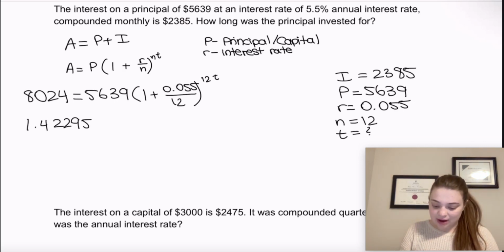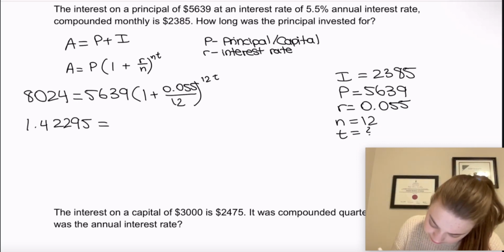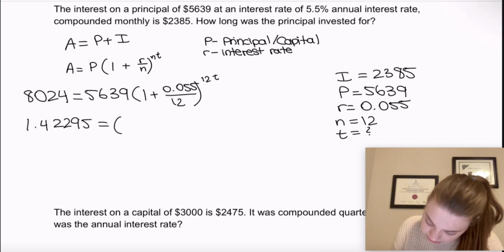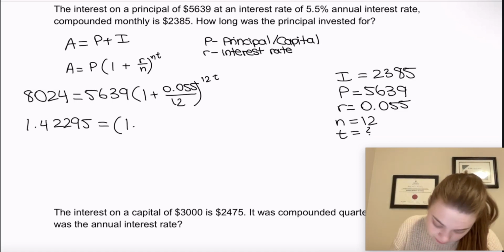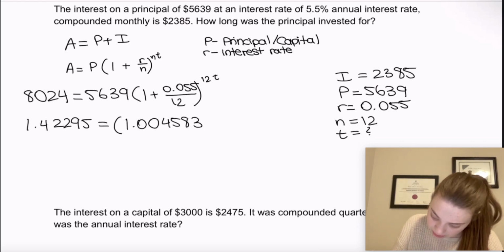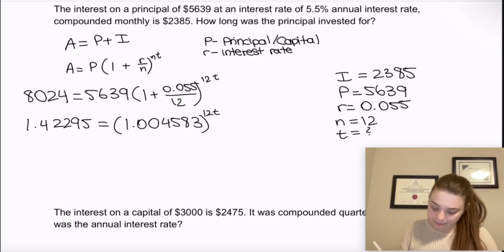At this point, I'm going to be rounding to 5 decimal places just to try and avoid some rounding error, even though in the end we really just need 2 decimal places because this is dollars and cents, so we don't really need more in the end. And that's going to be equal to 1 plus all this stuff, which I'm going to figure out. What is 0.055 divided by 12 and then plus 1? That is going to be 1.00458 approximately to the power of 12t.